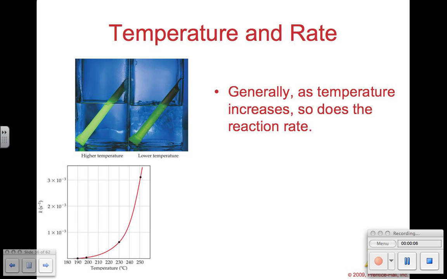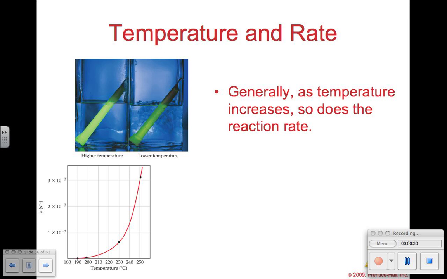All right, let's go ahead and get started, looking at temperature and rate. This is section 5, looking at how temperature affects the rate of a reaction.